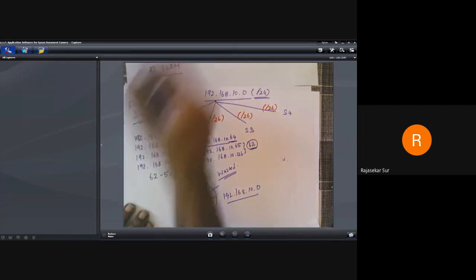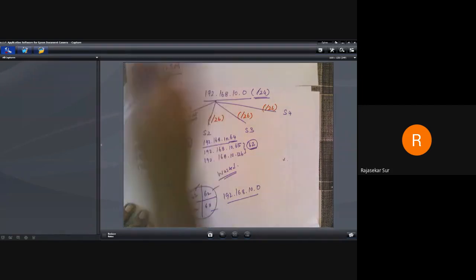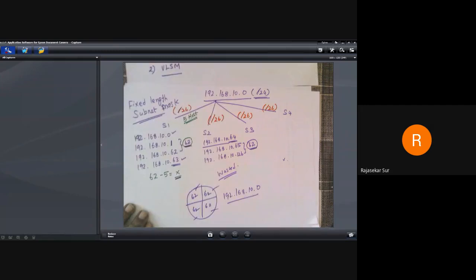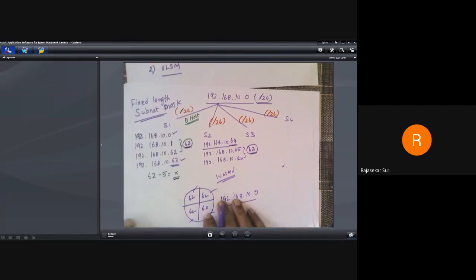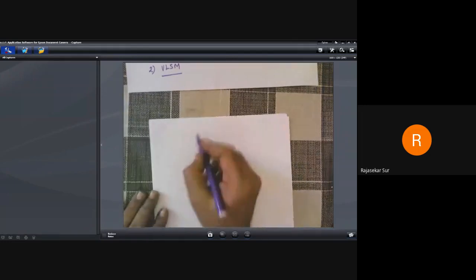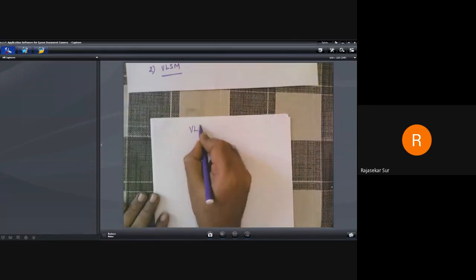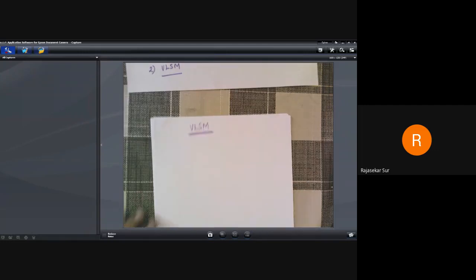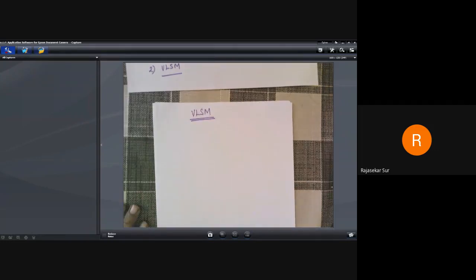So I'm going to use a different method now. What is that? It is called variable length subnet mask. If you complete this VLSM, your first lecture will be completed. I'm going for VLSM, variable length subnet mask. What is a variable length subnet mask, teacher? Now I'll stop it here, even the recording, and then I will start a new recording.